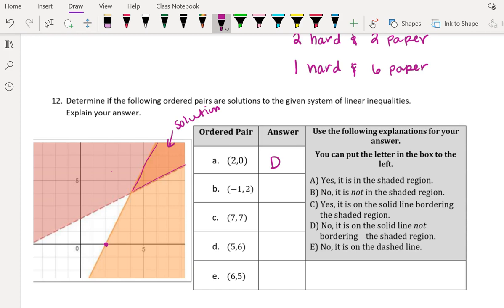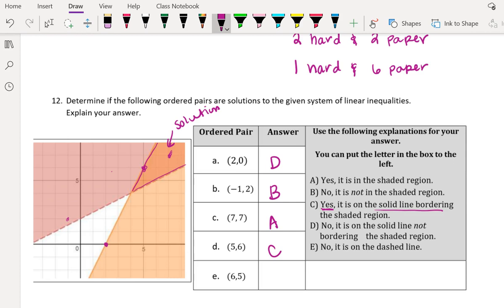Negative 1, 2. I'm in the pink area, but that's not the solution area. So no, it's not in this shaded region. Okay, 7, 7. If I go to 7 and up to 7, yeah, that's in the solution. It's in the shaded region. Okay, 5, 6. If I go to 5 up to 6, now that is on a solid line. Solid lines count as solutions if they're bordering the shaded region. So this is yes, it's on the solid line bordering the shaded region. So that would be C.